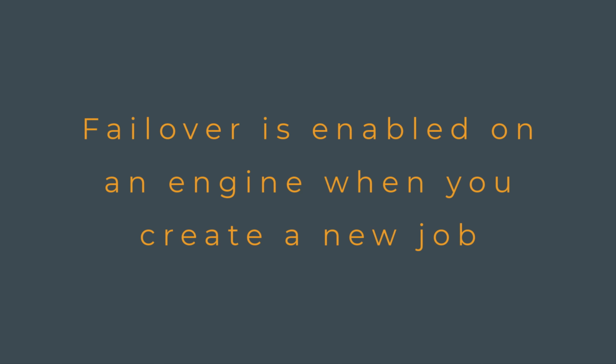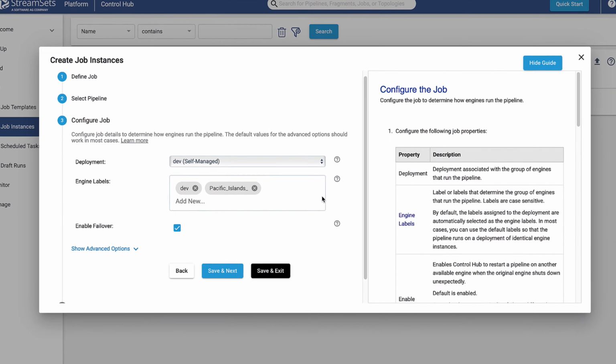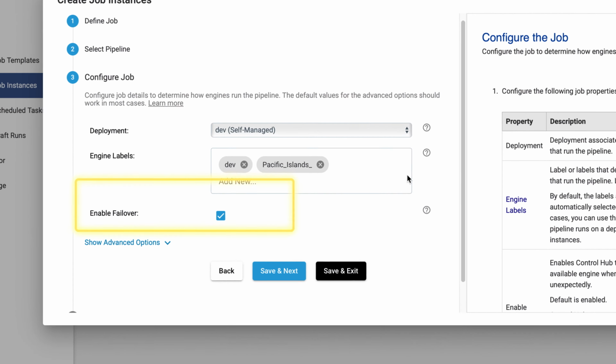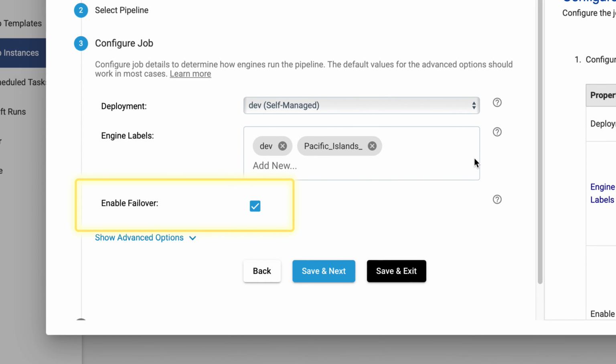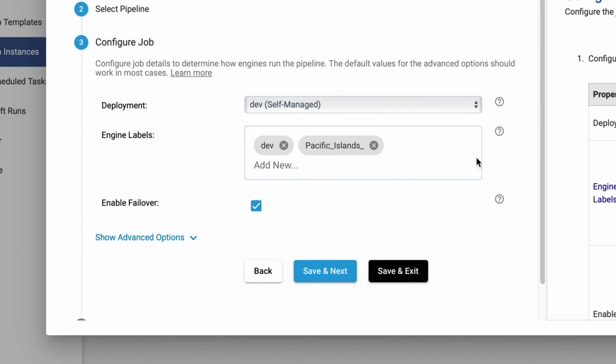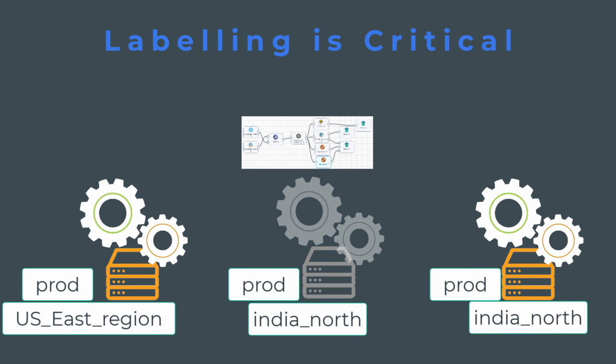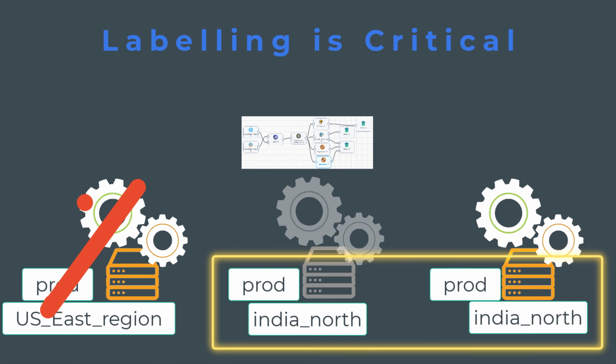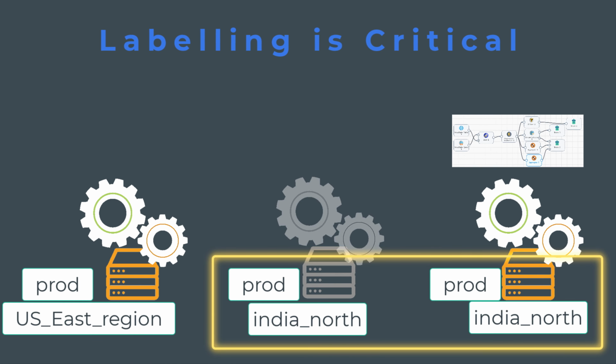Failover is enabled when creating a job. On the Create Job Instance page, make sure that the Enable Failover checkbox is selected. Next, we'll need to make sure that all engines in our failover environment are properly labeled. Labeling is critical because failover is only allowed on engines with the same labels.